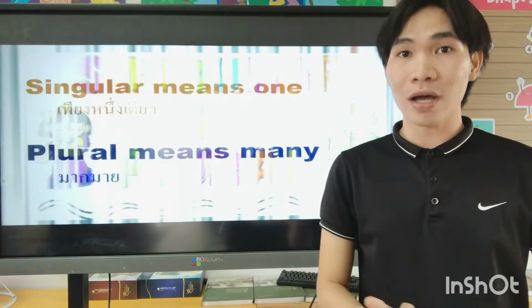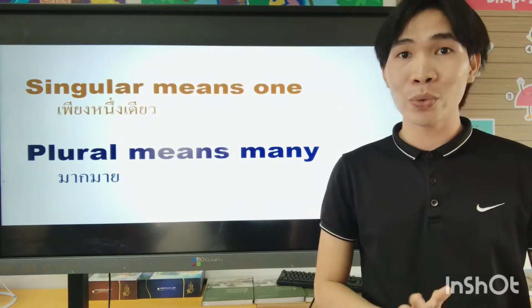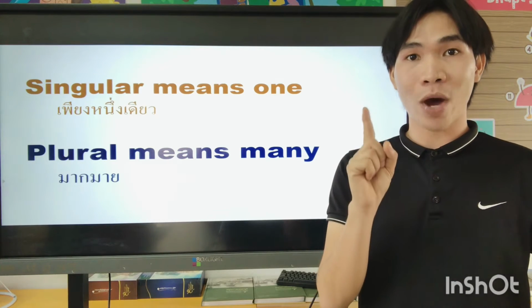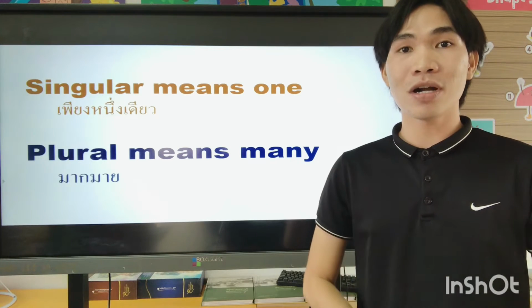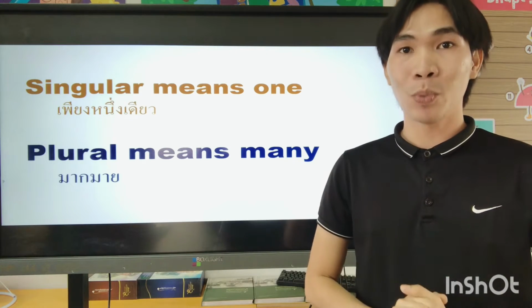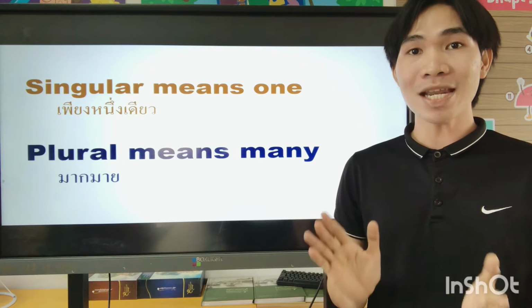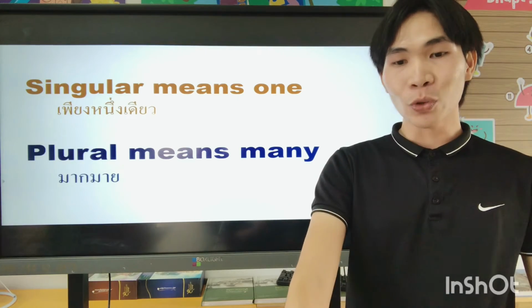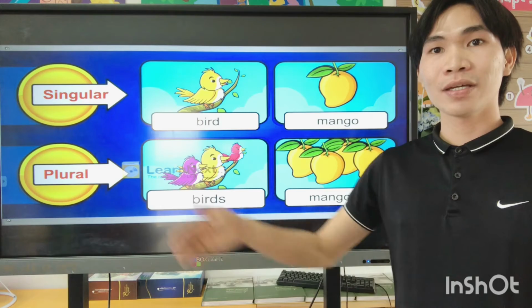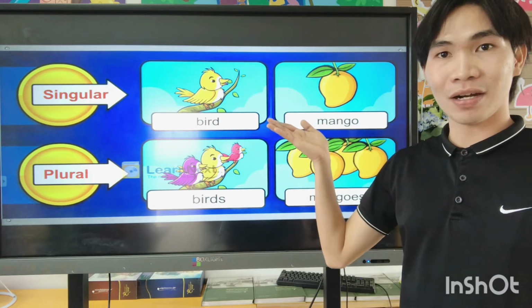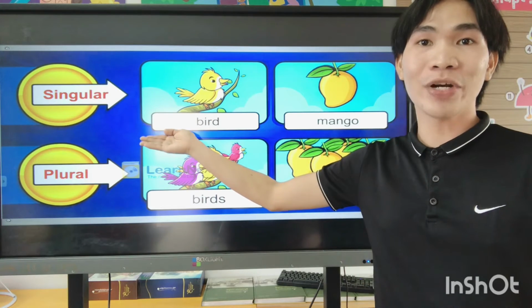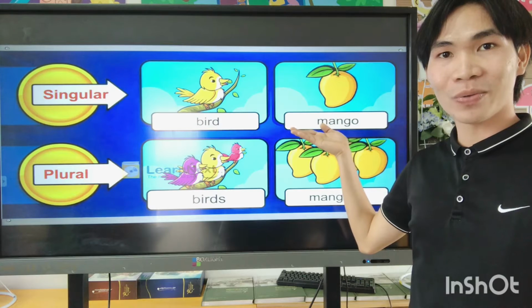Before we proceed, I want you to know the difference between singular and plural. When we say singular, it means one. Plural means many. We have here an example. These are singular. These are plural. So singular, one bird, one mango.